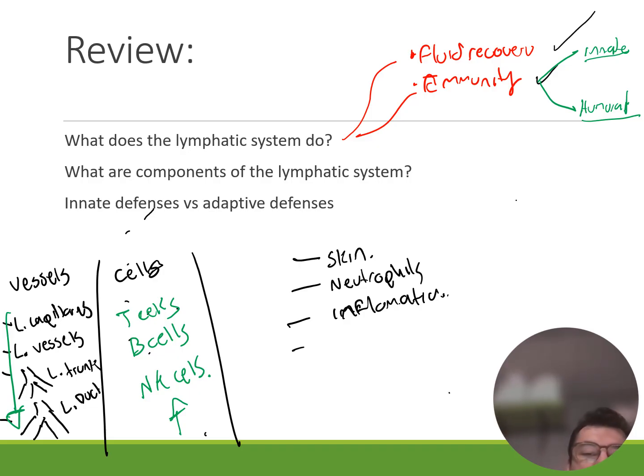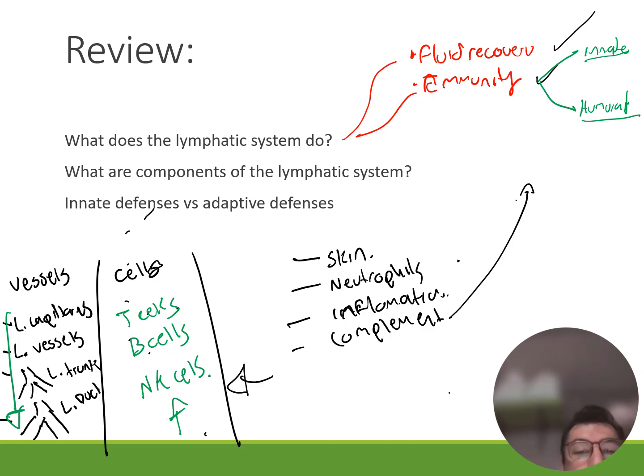Think of also something that is called complement. We will see later that complement plays a role in both innate and humoral immunity. But overall, this is defenses that attack anything that is abnormal.